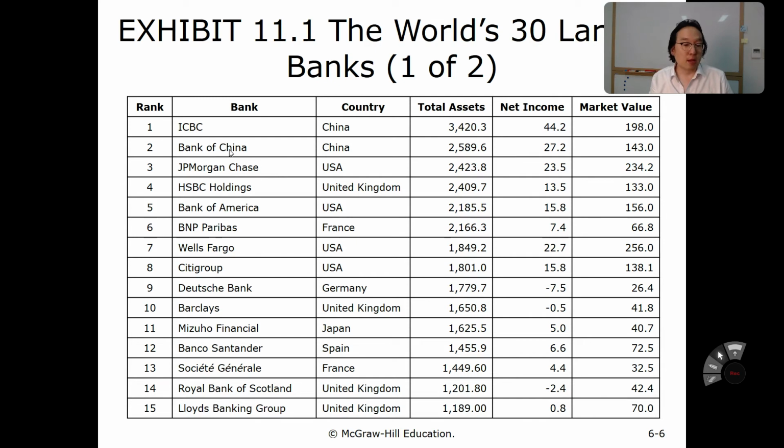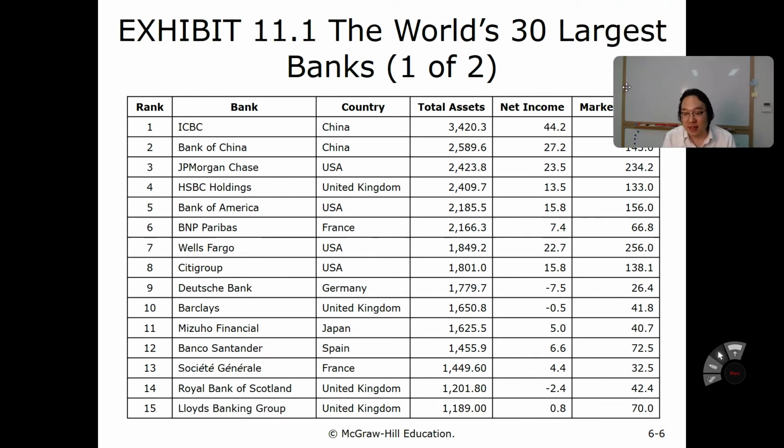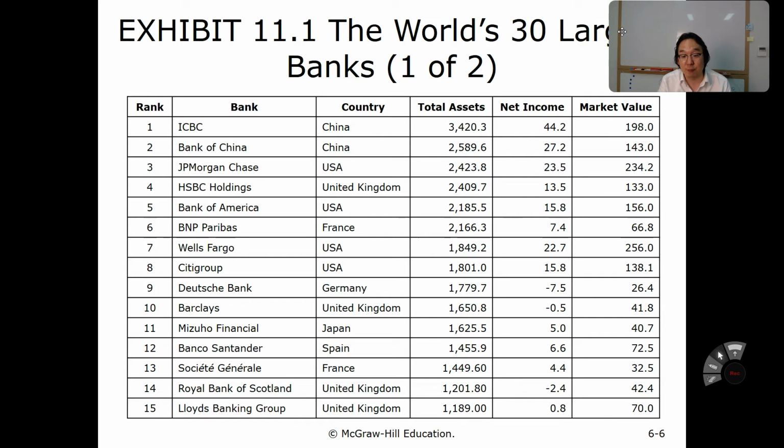What's number one? ICBC, 중국공상은행, right? 中国工商银行, right? 银行. And number two, Bank of China. I don't know how to pronounce it in Chinese. 中国银行, right? Maybe. Correct me if I'm wrong. Total assets, what is that? That's in the unit of billion dollars. So 3.4 trillion and 2.5 trillion US dollars worth of assets.